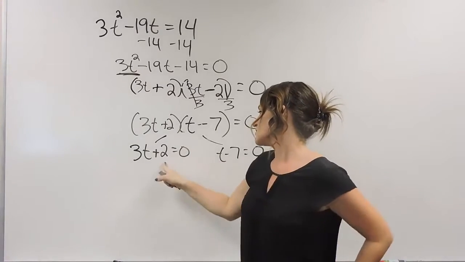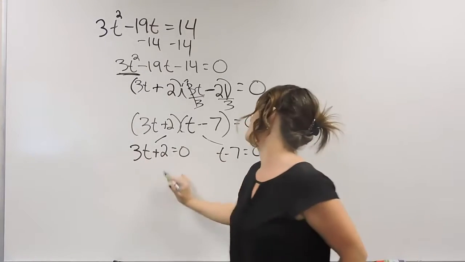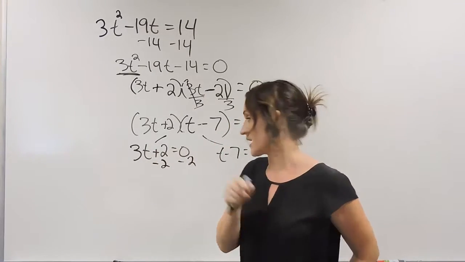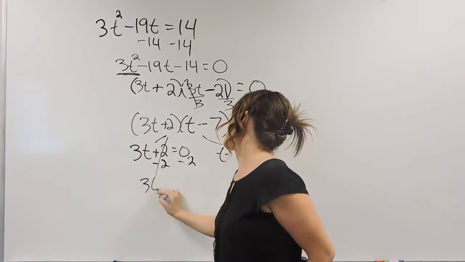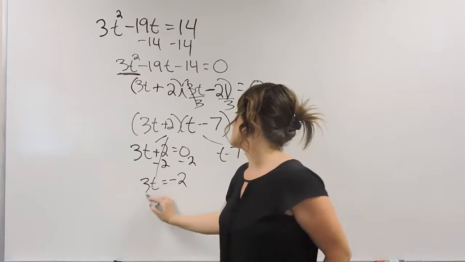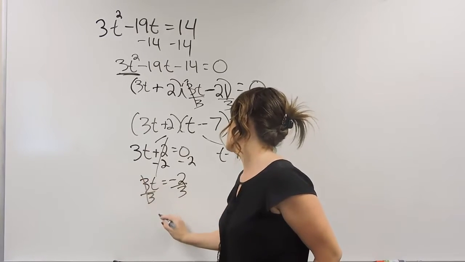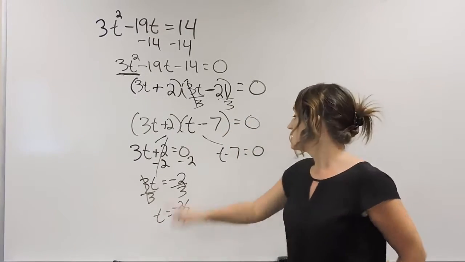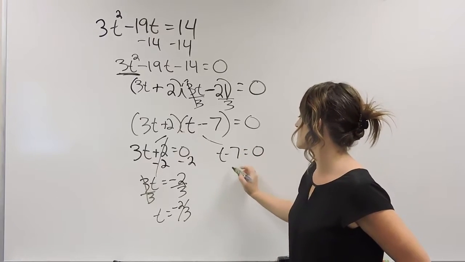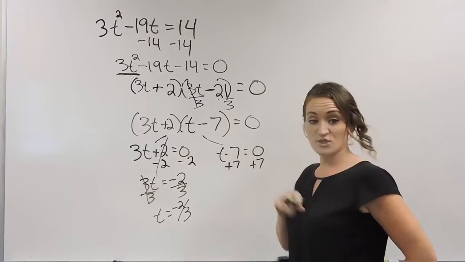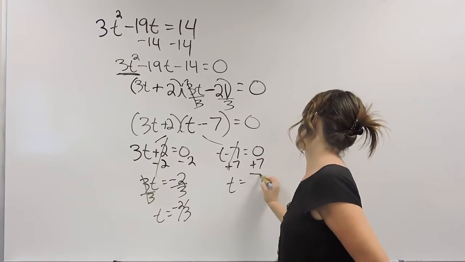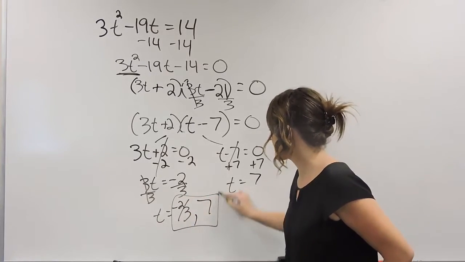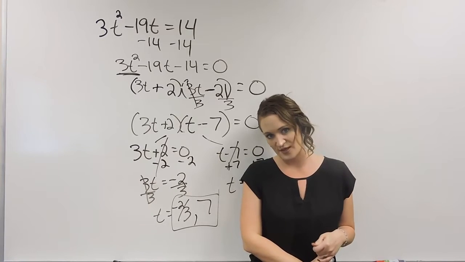So let's get to solving. The one on the left over here, so for solving for t, we need to subtract the 2 on both sides. Remember, we do the opposite, and we do it to both sides. So minus 2, we're going to get 3t is equal to negative 2. And then we're going to divide out the coefficient on both sides to give t is equal to negative 2/3. Solving the other one here, t minus 7 equals 0. So we're going to do the opposite and add 7 to both sides. And when we do so, we get t is equal to 7. So we got negative 2/3 and 7 as our two solutions for this quadratic equation.